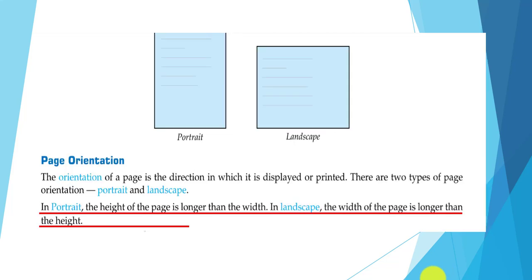Page orientation. Page orientation means in which direction your print will come. There are two types of orientation. This is portrait and this is landscape. In portrait, the height of the page is longer than the width, and in landscape, the width of the page is longer than the height.